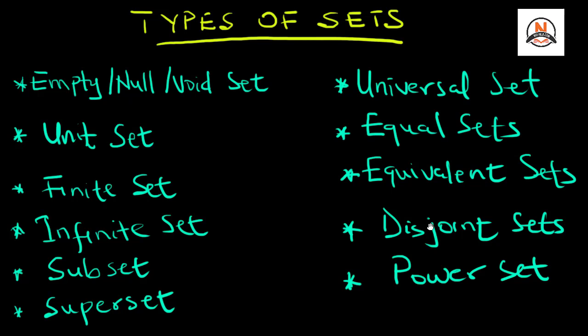In today's lesson we'll discuss types of sets. The lesson is divided into 3 parts. In the first part we'll talk about the empty set, a unit set, finite set, infinite set. Part 2 will be subset and superset. And in the third part we'll talk about the universal set, equal sets, equivalent set, disjoint set, and the power set.